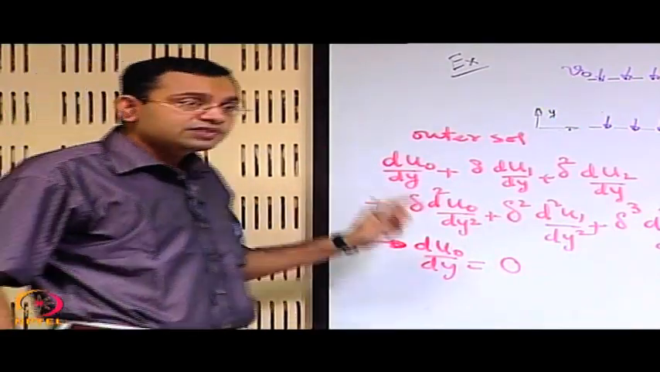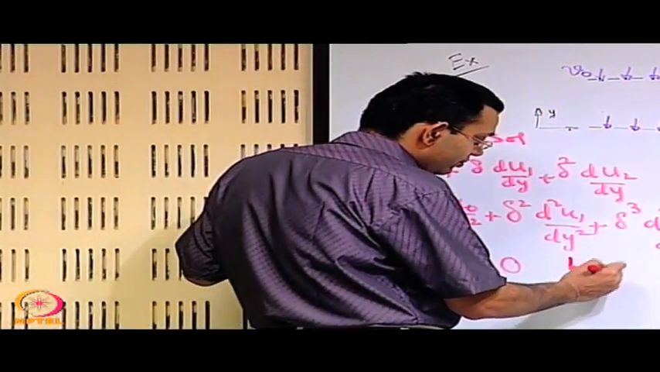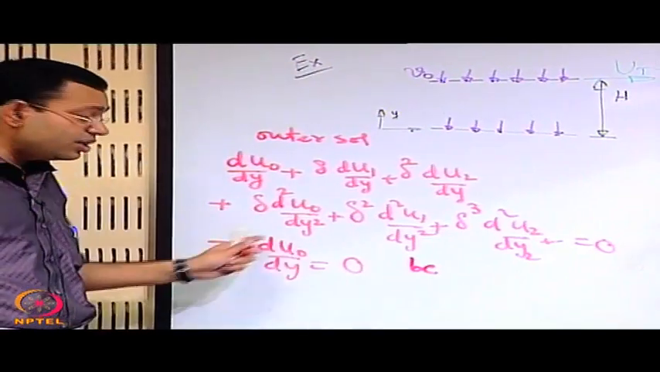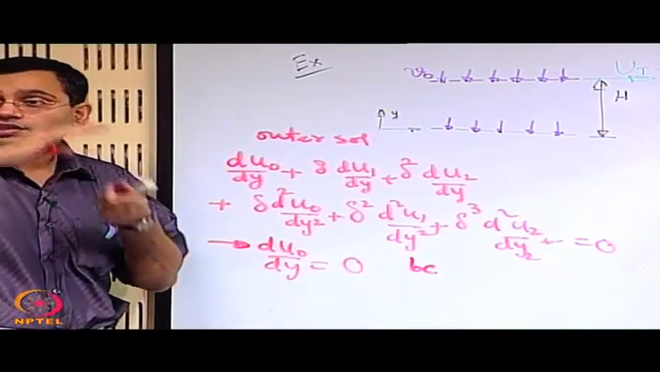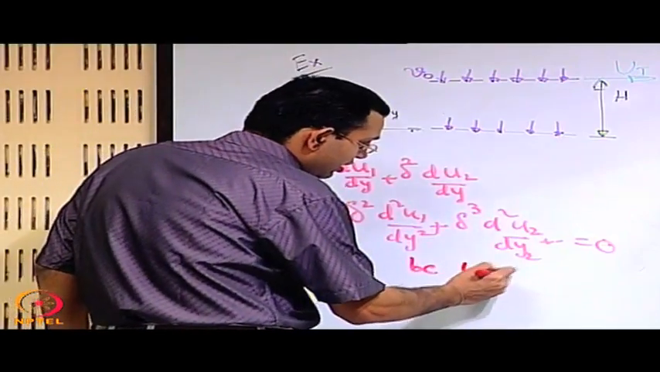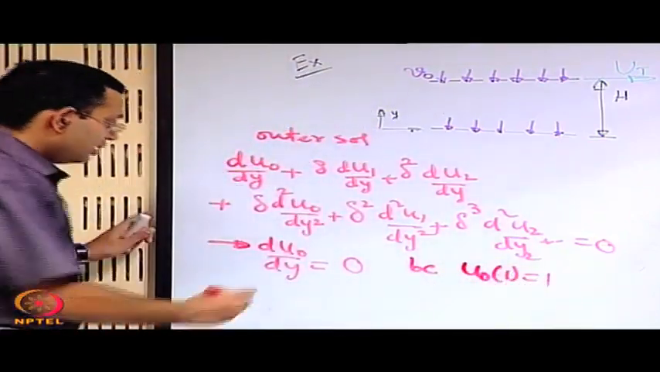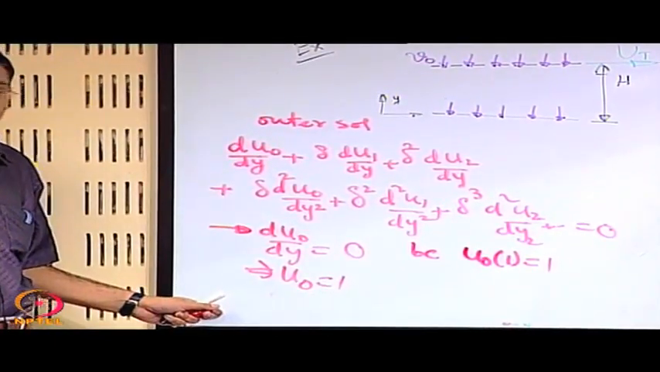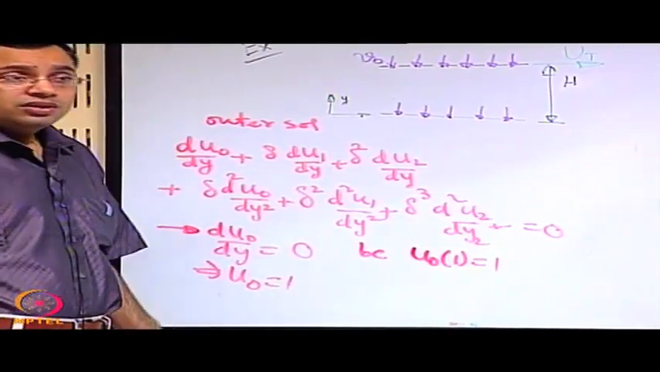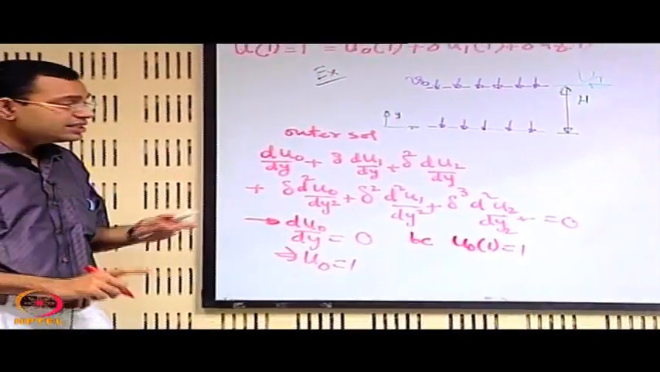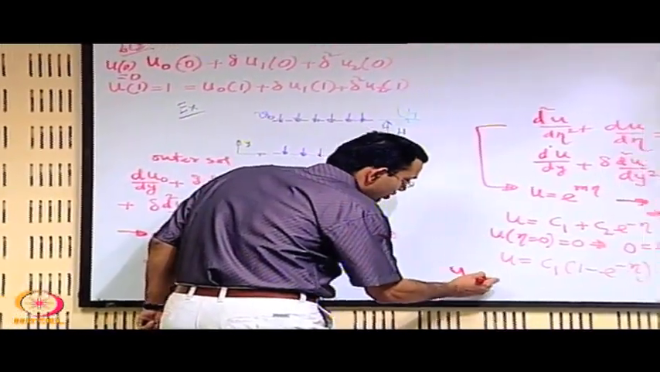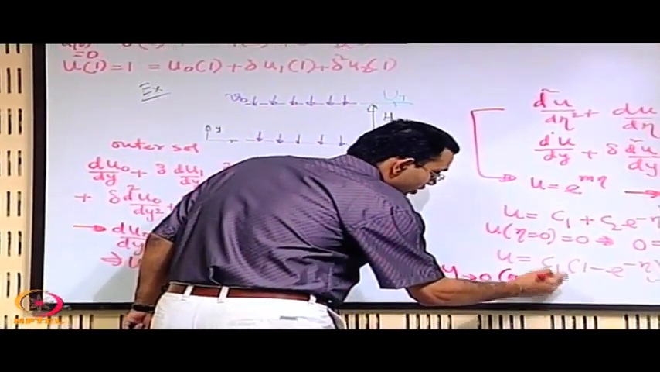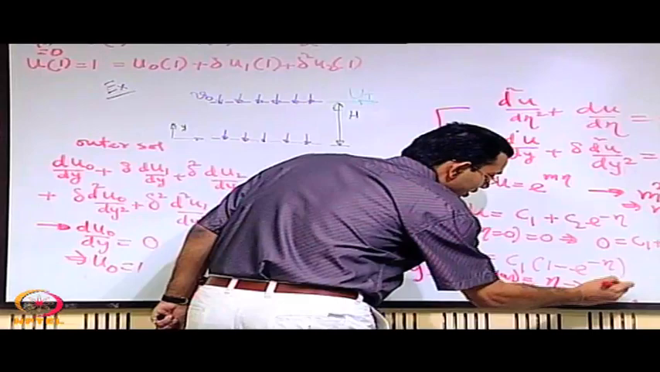And what were the boundary conditions for this, if you recall, for u0? See, u0 at 0 we cannot use because this is not valid at 0, this is only in the outer region. So only we can use that u0 at 1 equal to 1, and that means the solution of u0 is 1 because u0 is a constant. So now you have to make a matching. What is the matching? The matching is y tends to 0 for the outer region is equivalent to eta tends to infinity for the inner region.